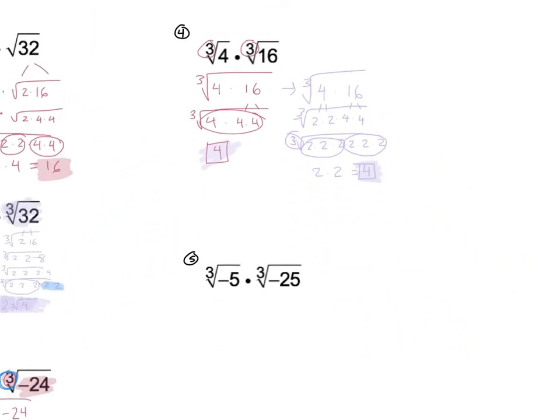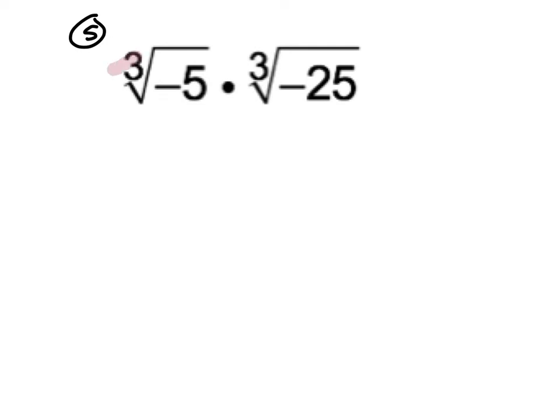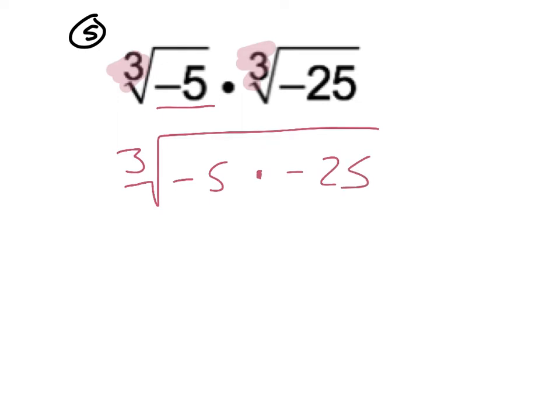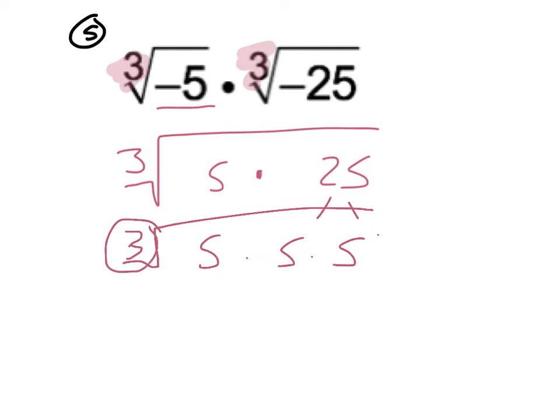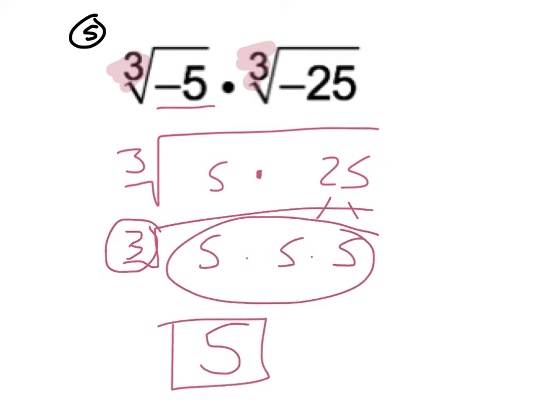Okay, let's go to number 5. Again, we have the same index, so we can combine them. So we have the cubed root of negative 5 times negative 25. But we know a negative times a negative becomes a positive, so we can just erase these negative signs here because now we're dealing with a positive number. 5 doesn't break down, so we just leave it as 5. And 25 breaks down into 5 times 5. We know we're going to circle groups of 3 here, so we circle all 3 of them, and just a 5 comes on the outside. So our answer is just 5 here.